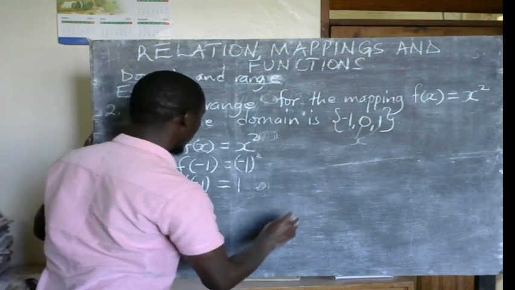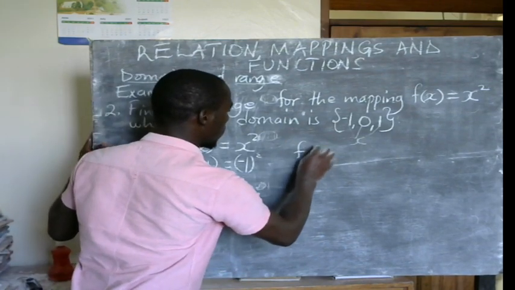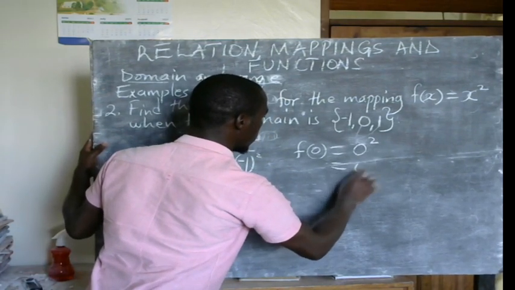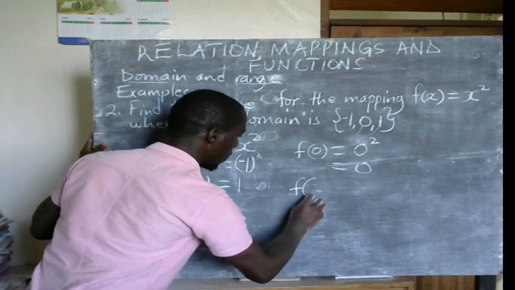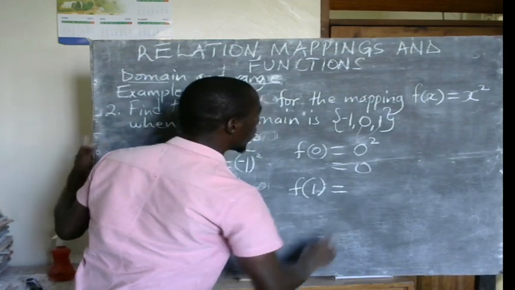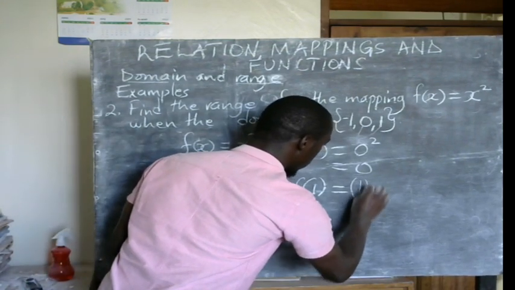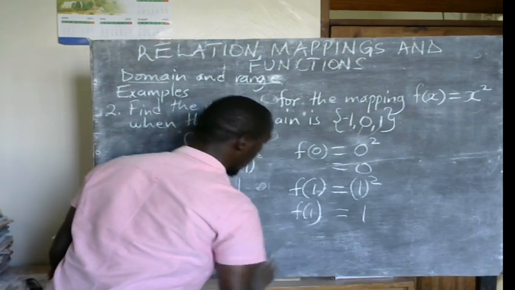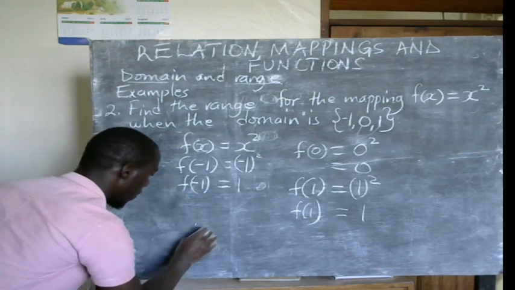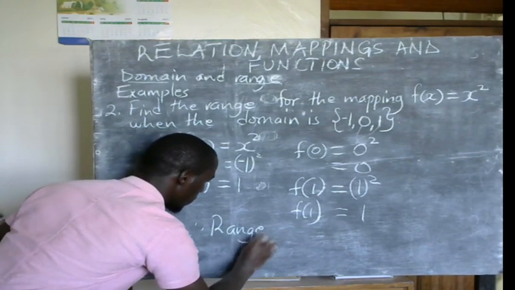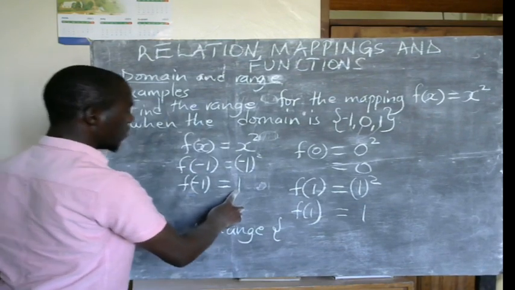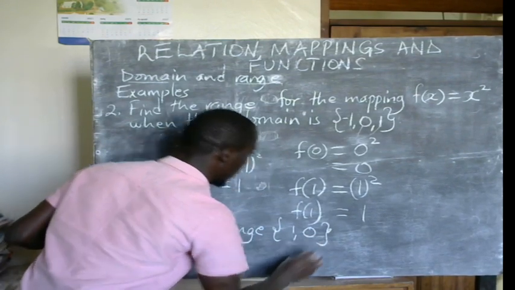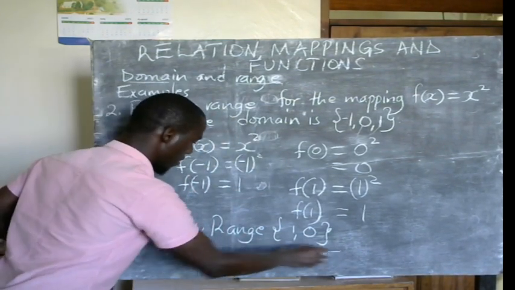Then I go on to get the f of 0. That is going to be 0 squared, which gives me 0. Then I get the f of 1. That's going to be 1 squared to get 1. Therefore, the range is, the first image there is 1, and I also have 1 here. So I'm going to write one of them, and that's going to be my range.